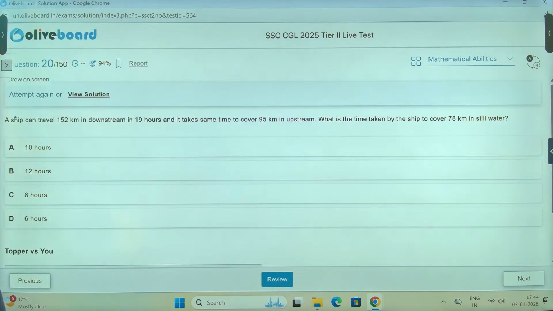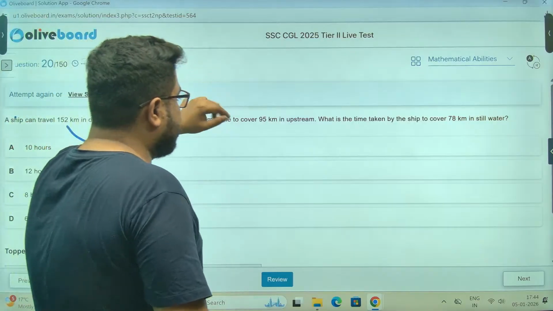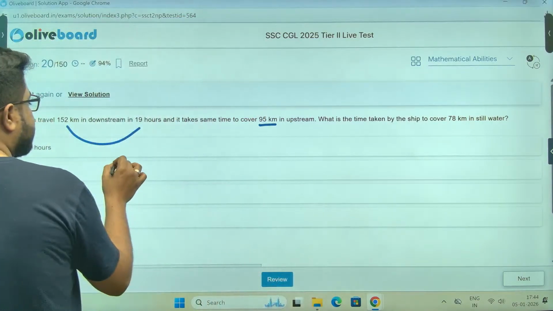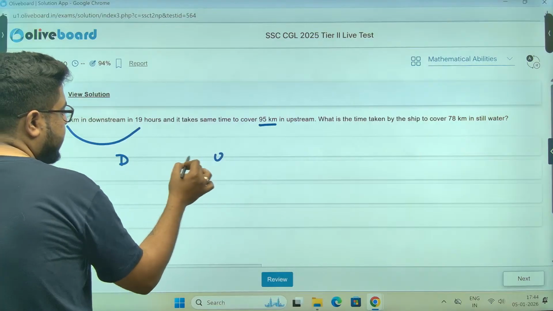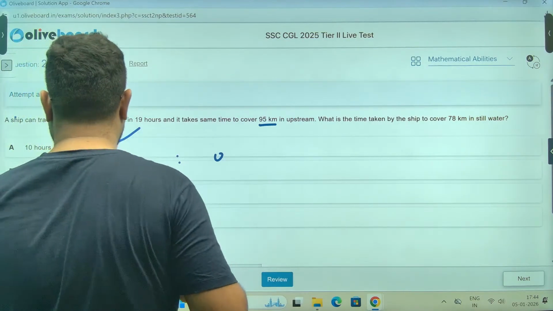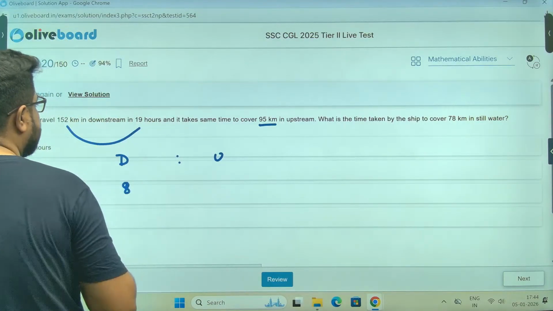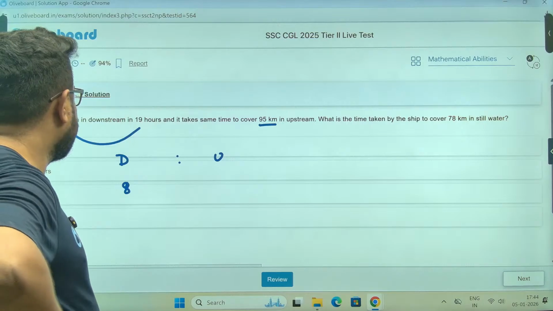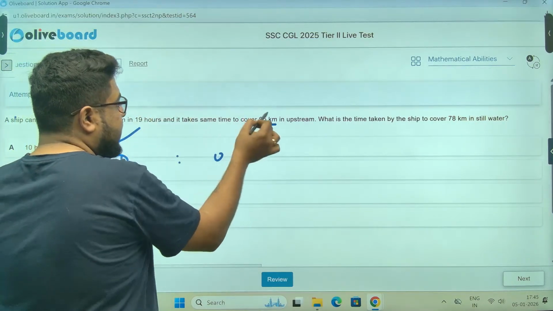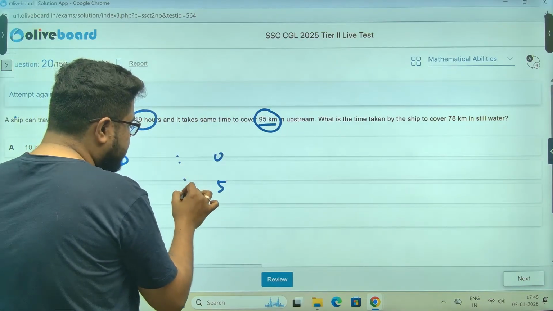A ship can travel 152 kilometers downstream in this many hours, and takes the same time to cover this much upstream. Okay, sir. Downstream speed and upstream speed, take the ratio. 152 by 19. So 19 8s are 152, meaning downstream speed is 8 kilometers per hour. Right? 19 8s are 152. Upstream speed, 95 in 19 hours. So this is 19 5s.